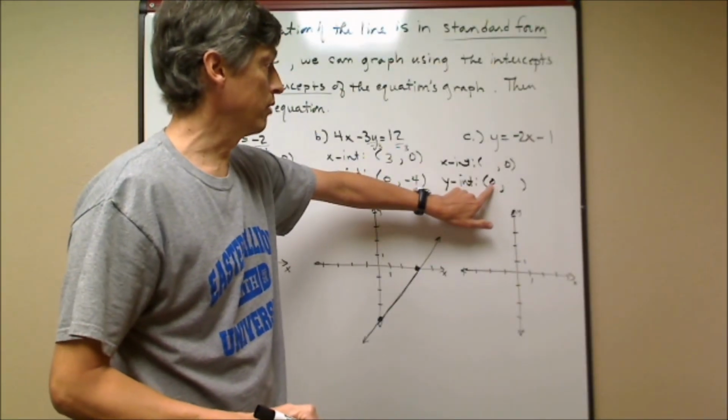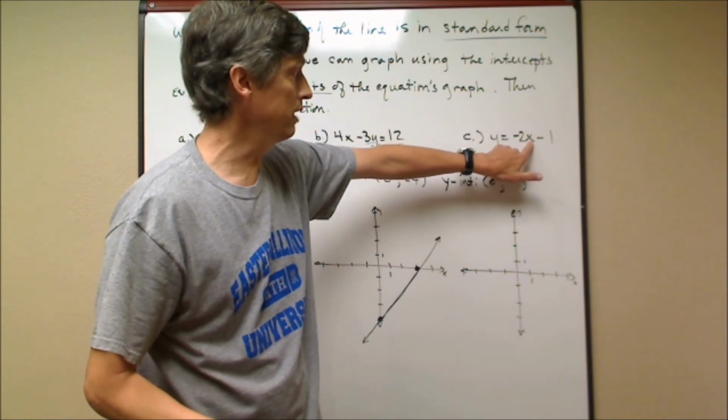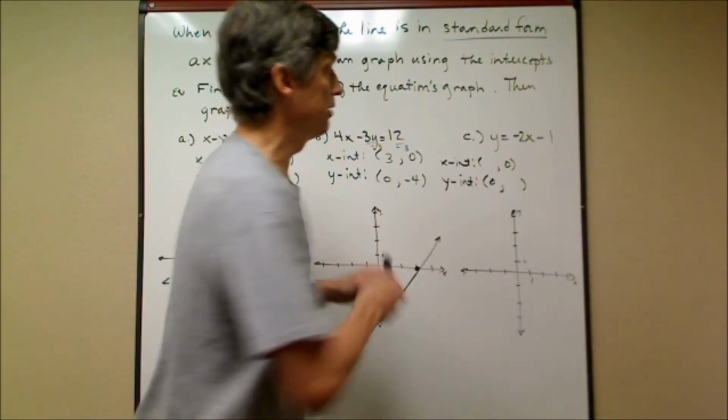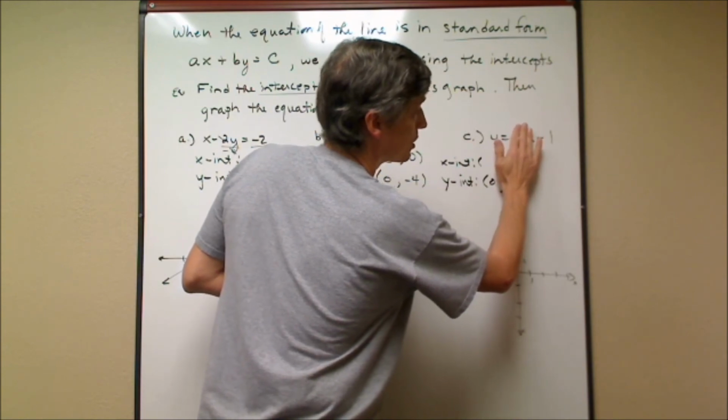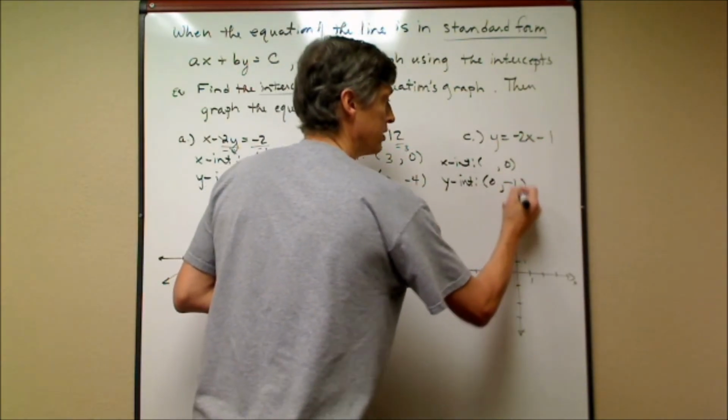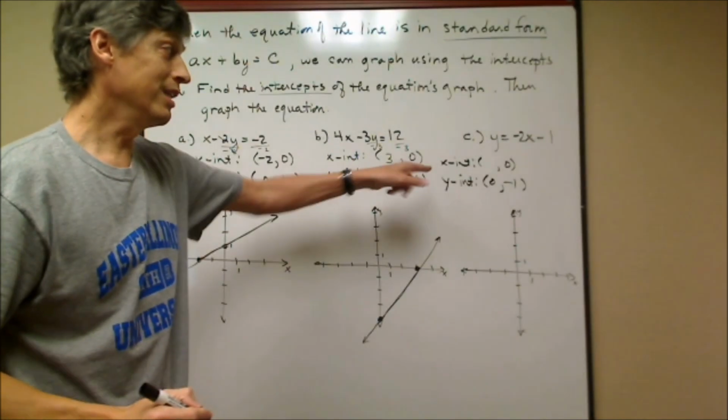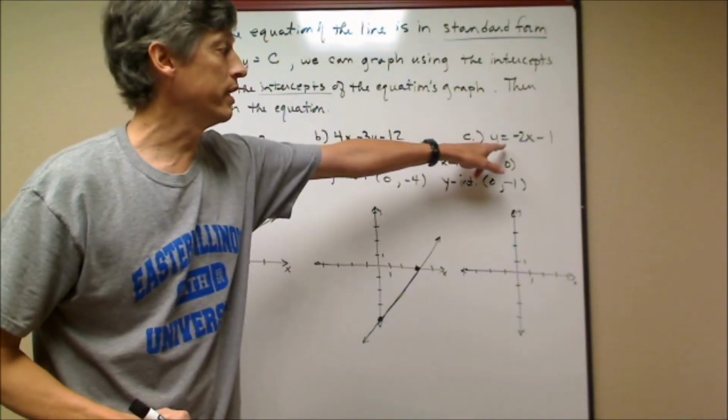I'm going to plug 0 in for x. Well, if that's 0, negative 2 times 0 is 0. All that just disappears. You see the y is already by itself? Y equals negative 1. So that was simple. Now, it's a little trickier to find the x-intercept when it's in function form.